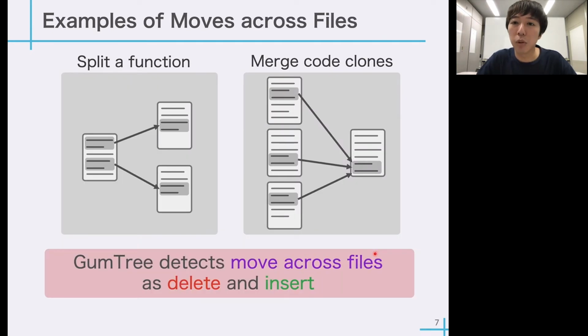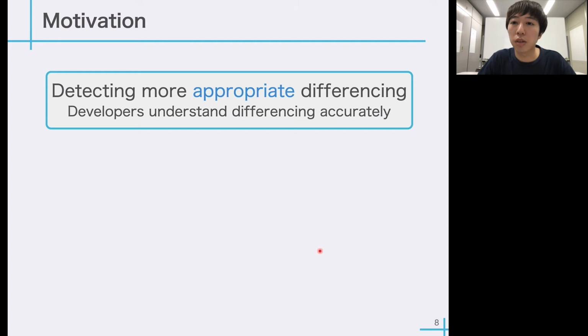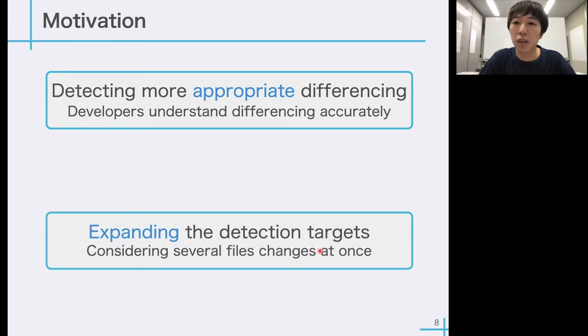There are many moves across files, like splitting a function or code clone merging. GumTree detects such a move across files as a deletion from a file and an insertion to another file. In this research, our motivation is to detect differencing more appropriately. We hope developers understand differences accurately. We expanded the detection targets by considering several file changes at once, and so we detect moves across files.